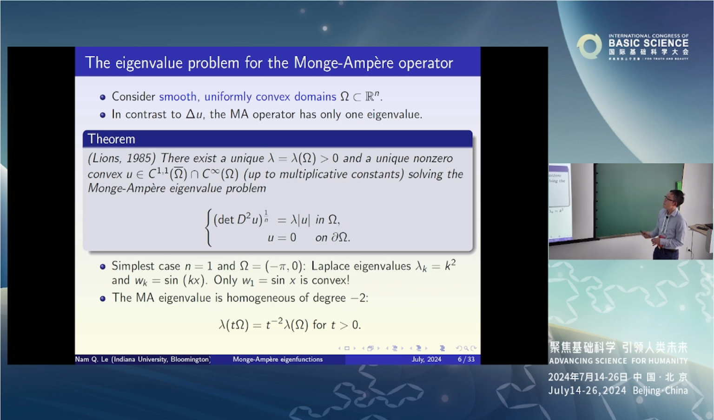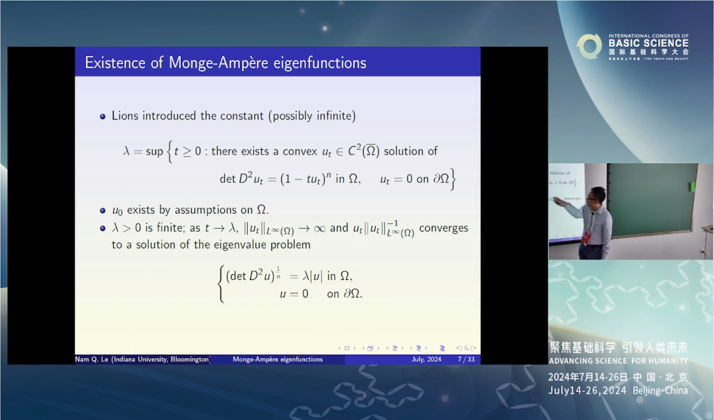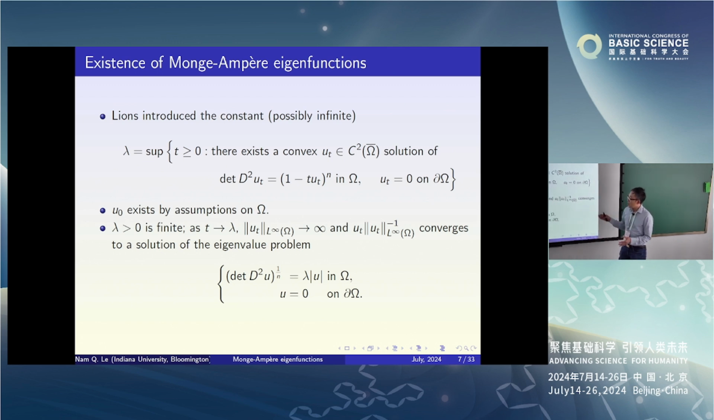Okay. All right, so let me mention very briefly how to construct the Monge-Ampere eigenvalue. Lions showed us lambda can be computed as the supremum of all numbers t, which is non-negative, such that this Monge-Ampere equation has a C^2 solution up to the boundary. The way to think about this is to look at the case when t equals 0, and on the right hand side here, we have the number 1, but the domain omega is smooth and uniformly convex, so therefore the existence of u_0 is clear.